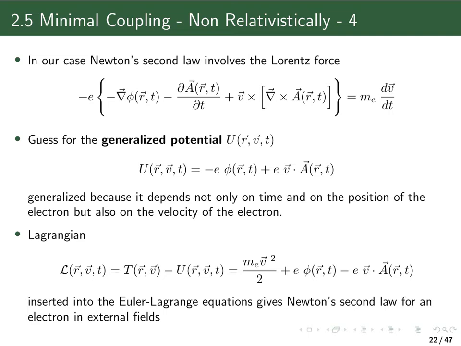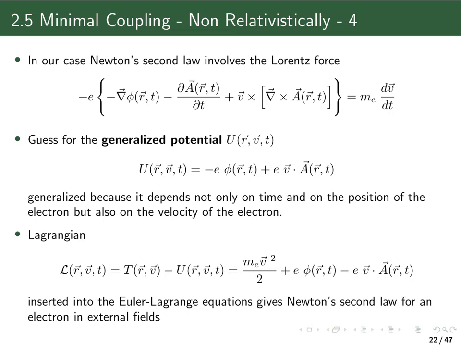In the exercises, you will show then that when you insert this Lagrangian in this form, where the force F is given here by the Lorentz force. So this is our Lagrangian, the correct Lagrangian for the motion of an electron in the presence of electromagnetic fields represented by the scalar potential here and the vector potential.